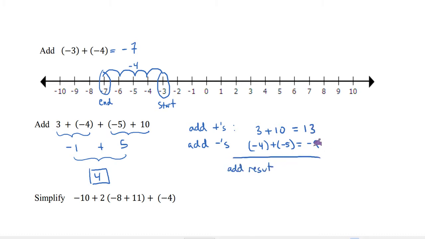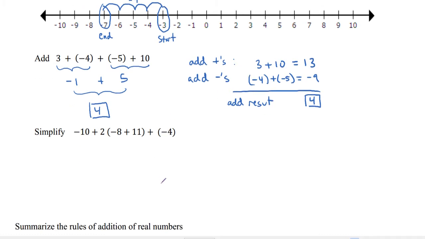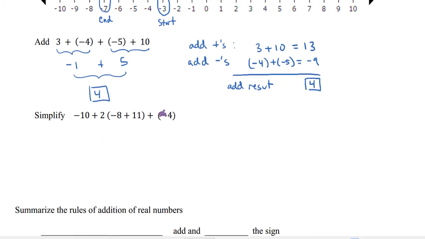Right? 13 plus -9 would be 4 still. Okay, so that's just 2 ways that you could approach that. You can kind of do the same thing even when you have more complex things, but you have to keep in mind the rules that we've been following.